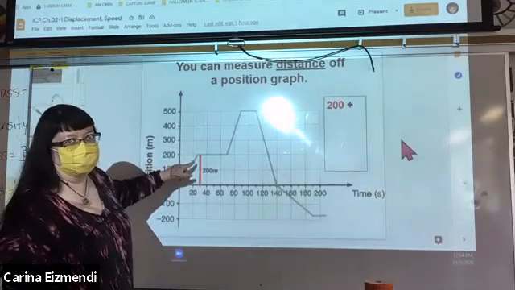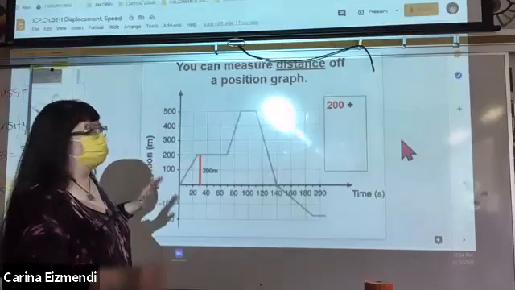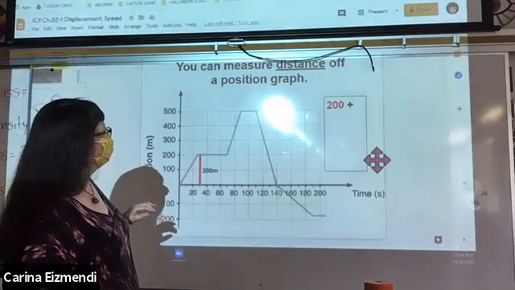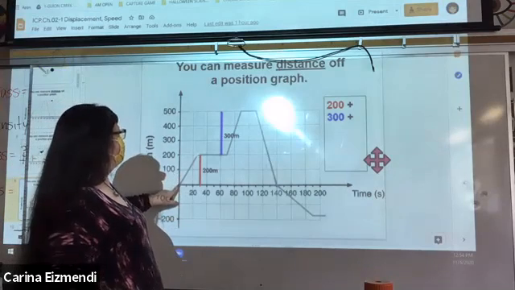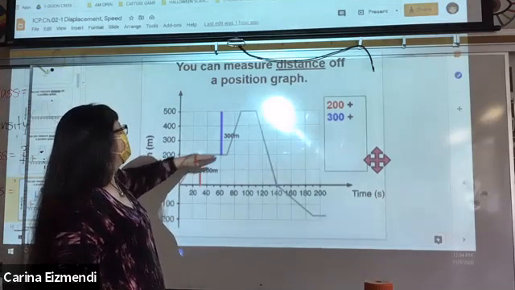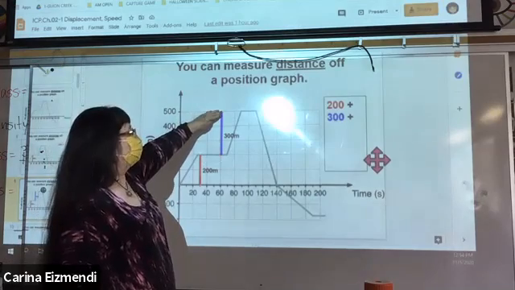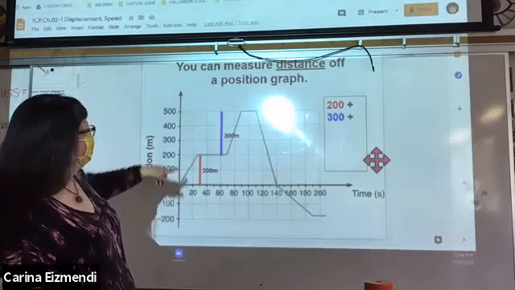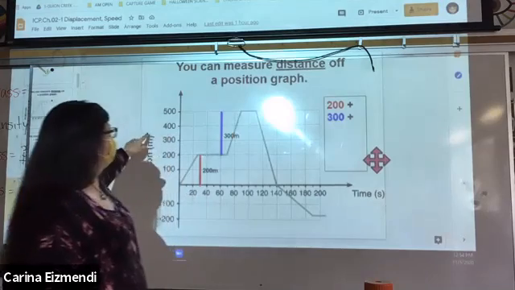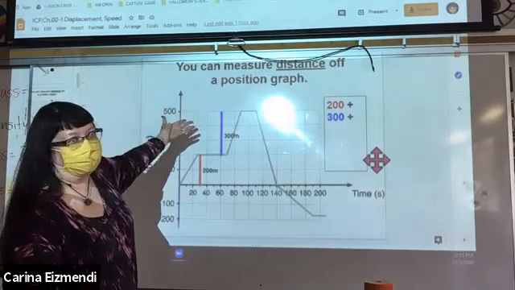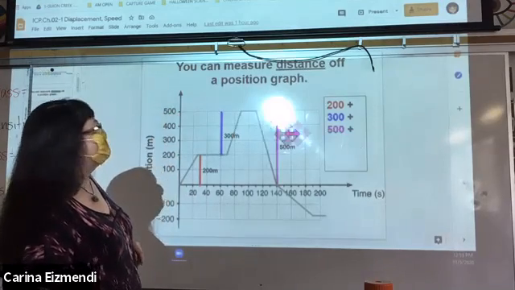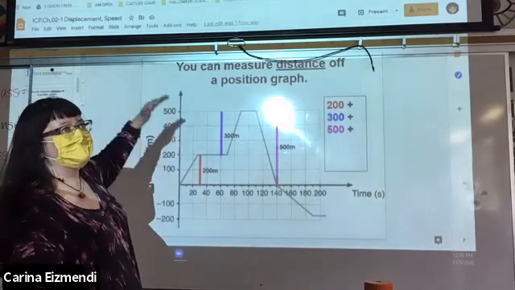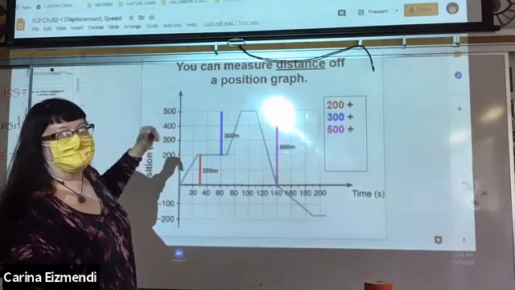But distance actually doesn't care about up or down. It's just distance. So there's 200. If they continued walking, they went another 300 meters. And when it's flat, they're not moving position, so that doesn't add anything in. So it's the sum of all the movements along the y-axis. That's distance.